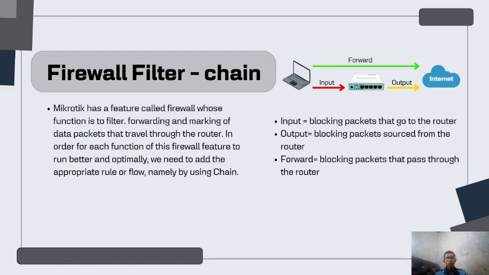So firewall filter chain: MikroTik has a feature called firewall whose function is to filter, forward and mark the data packets that travel through the router. In order for each function of this firewall feature to run better and optimally, we need to add the appropriate rule or flow, namely by using chain. So for example, input is blocking packets that go to the router, output is blocking packets sourced from the router, and forward is blocking packets that pass through the router.